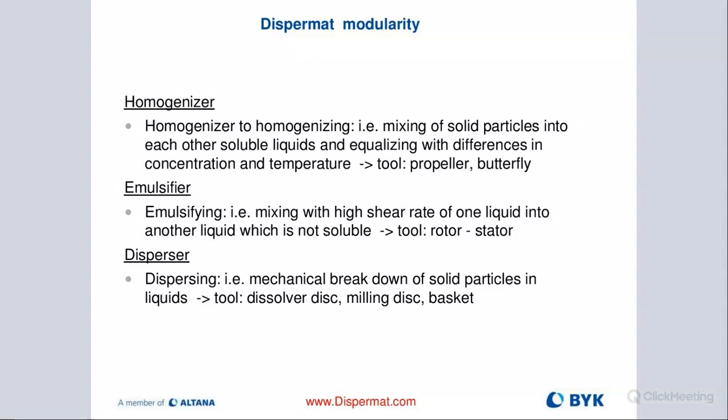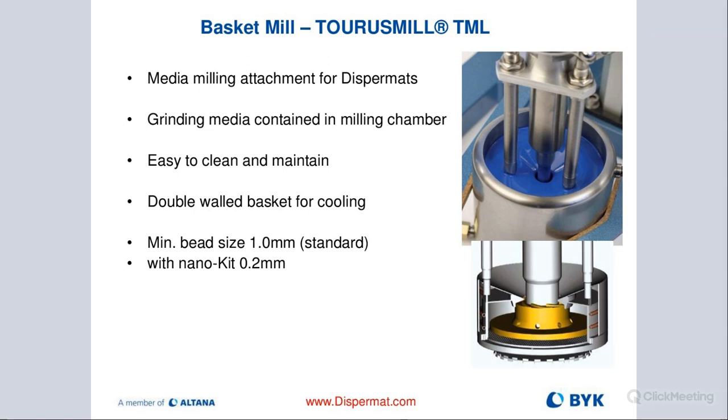So the modularity means I can have one disperser function as a homogenizer, emulsifier, and disperser. That allows me then to also mill. So with that, let's talk a little bit more in depth about the different milling systems. So we have a basket mill.